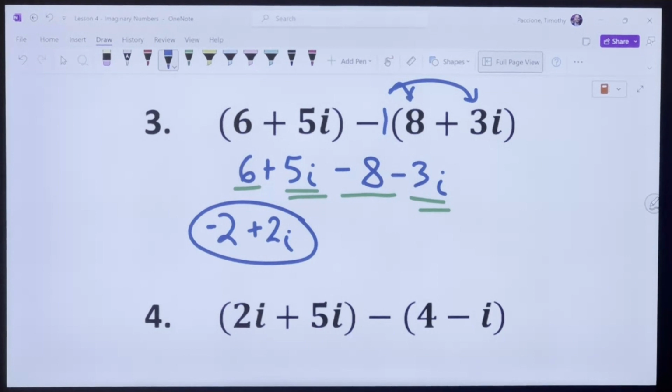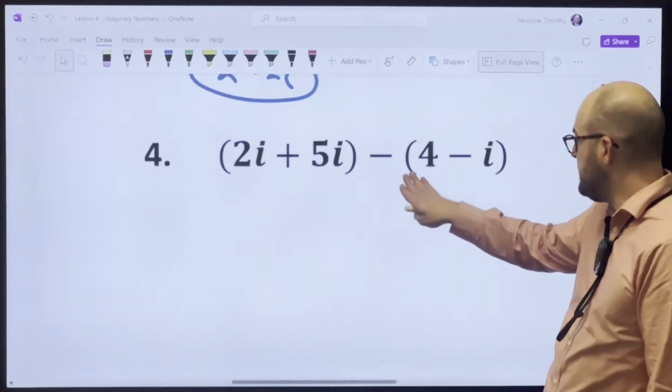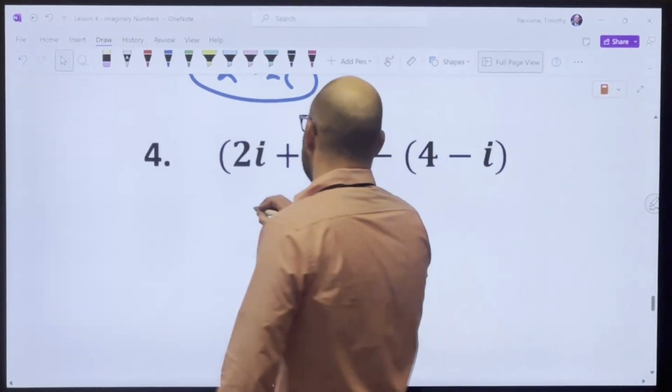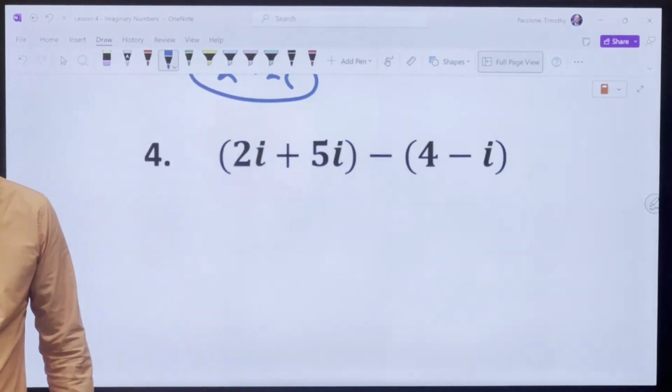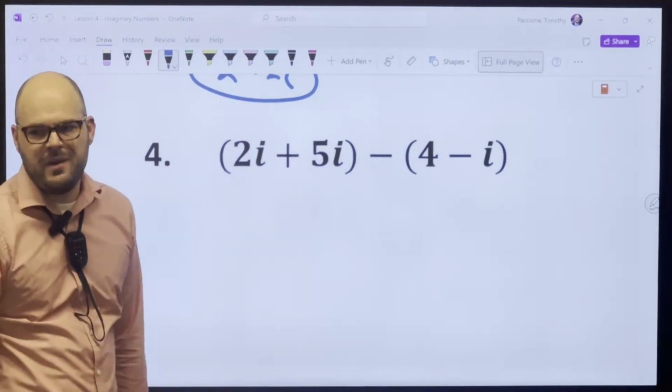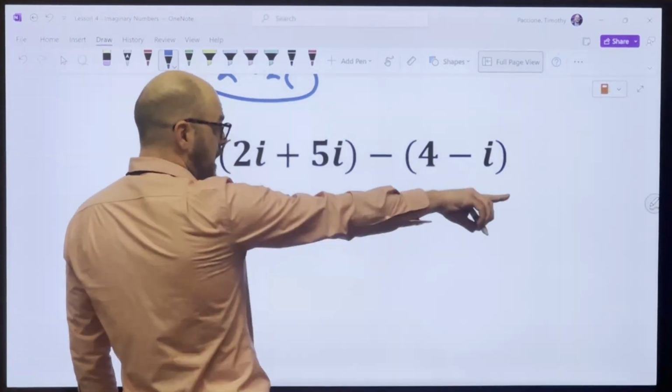Okay. All right. So I got a subtraction on the outside. So what am I going to do? Flip the signs in here, distribute the negative. Actually, is there anything I can do first? Yeah, like 2i plus 5i, I can make that 7i, right? So I'm going to say 7i, and then I will distribute.